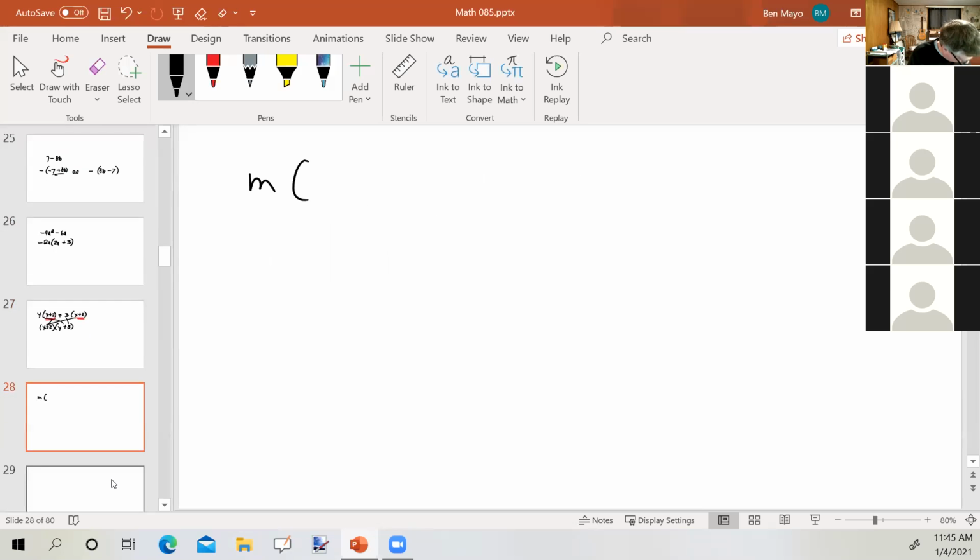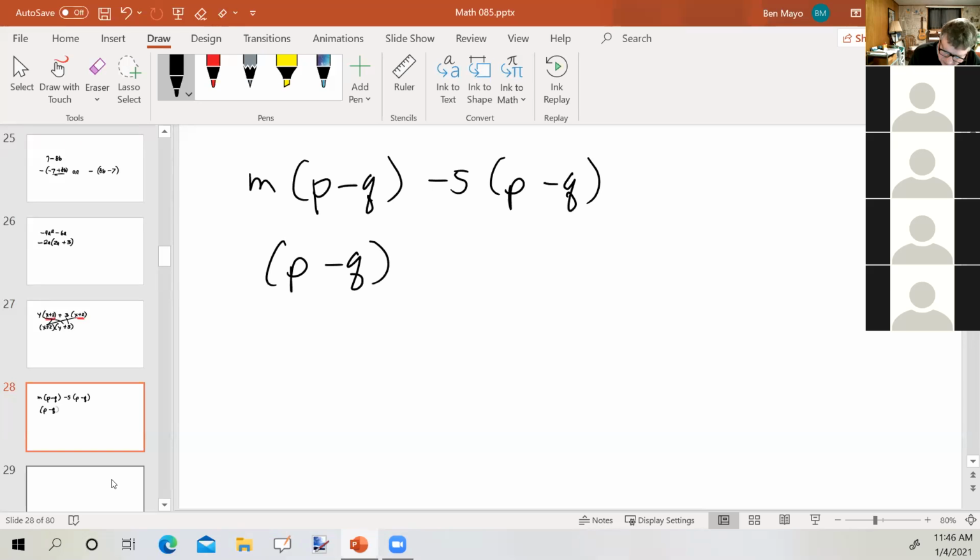Let's take a look at another one of those. M times the quantity P minus Q minus 5 times the quantity P minus Q. So the greatest common factor is P minus Q, and the leftovers are M minus 5. Questions there? Okay, let's see here.